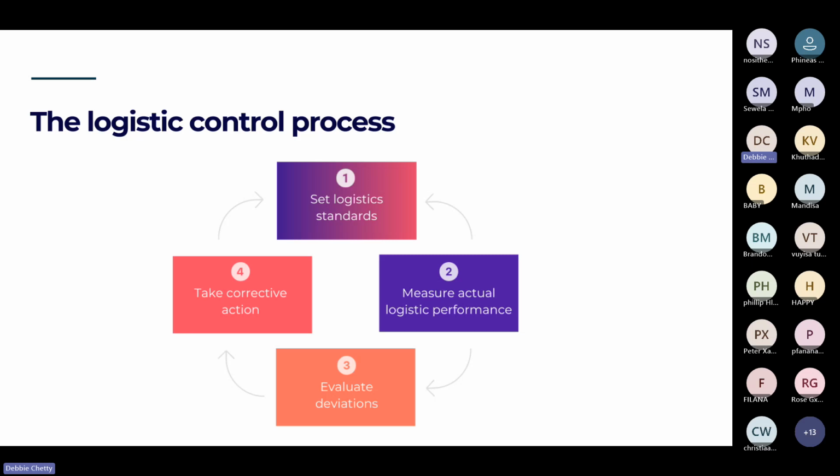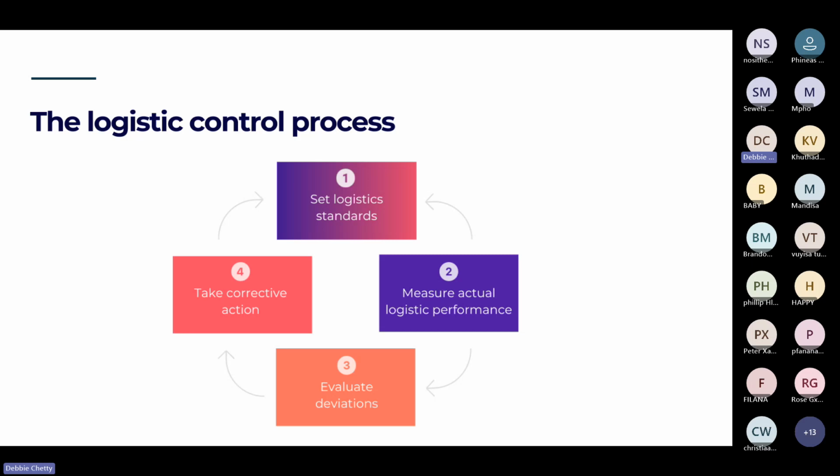It's easy to get confused, but you just have to remember that it's very similar as well. It's just that with the logistics control process, it focuses more on the logistics side, right? So step 1 is set logistics control standards. There are various logistics industry standards from the International Organization of Standardization that can assist logistics businesses manage their operations.